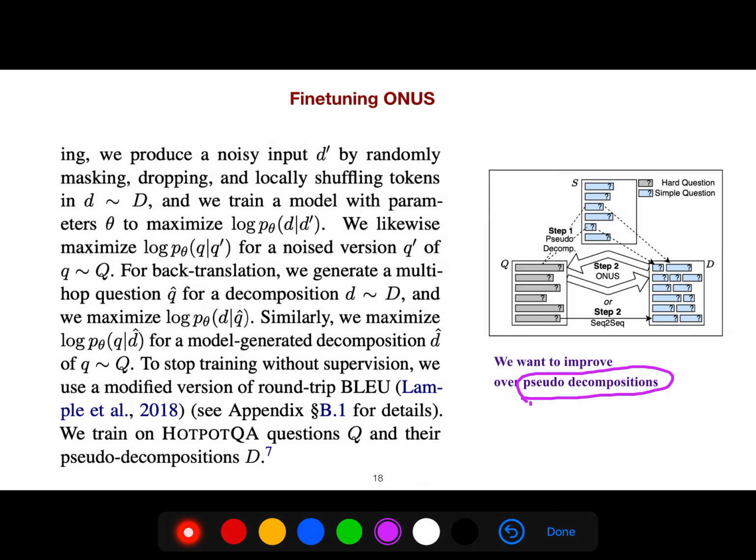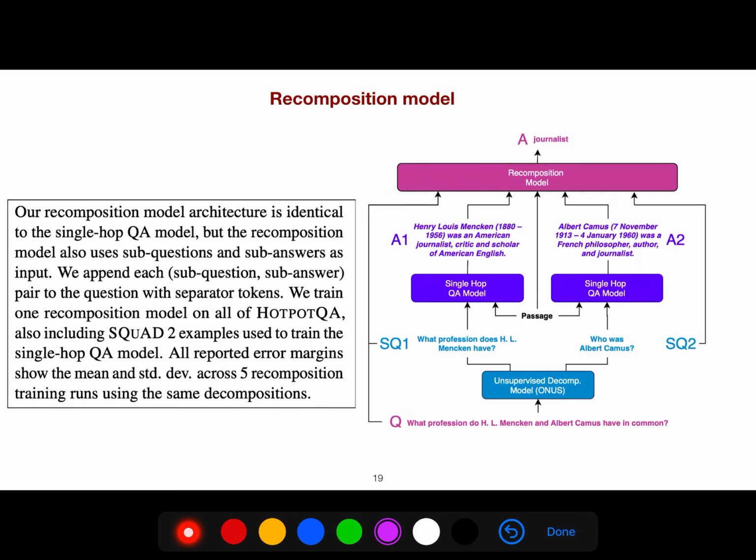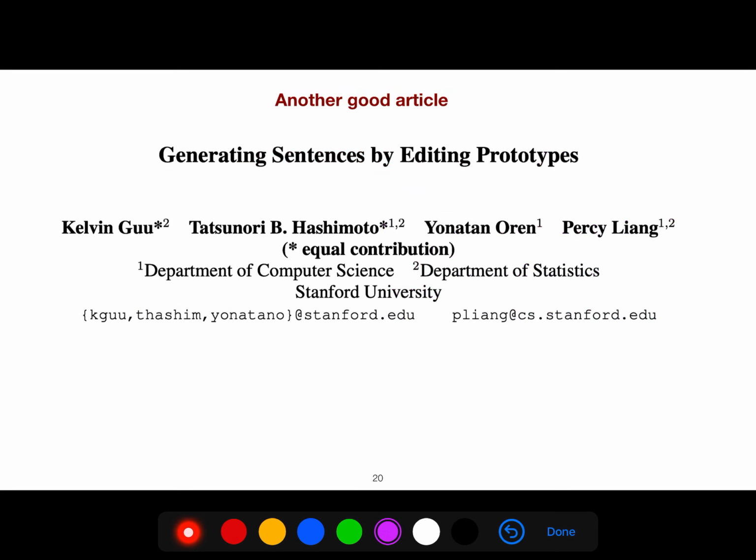So the goal is just improvement over pseudo decomposition, because we already have the questions, but their topic words are not appropriate. And then we do the recomposition model. We know the answers to the sub-questions, we recombine them, and then we get the final answer.